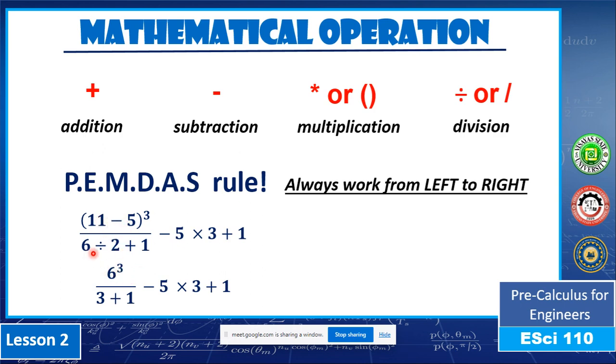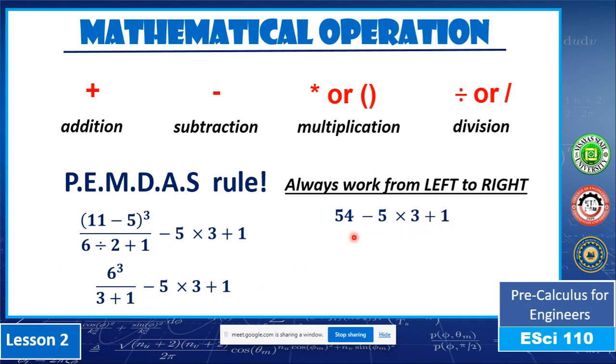And then sa baba din, we can also simplify this. Since merong division, of course, hindi muna tayo mag-add ng 2 plus 1. Since nauna kasi si division, we need to divide first. 6 divided by 2 equals 3. Then plus 1. Then copy the rest, minus 5 times 3 plus 1. Then next, we're going to simplify this. Sinisimplify ko na lang, nagiging 54 ito. Bakit? Kasi 6 cubed is 216. Then 3 plus 1, which is 4. So 216 divided by 4 is 54. Copy this one, minus 5 times 3 plus 1.